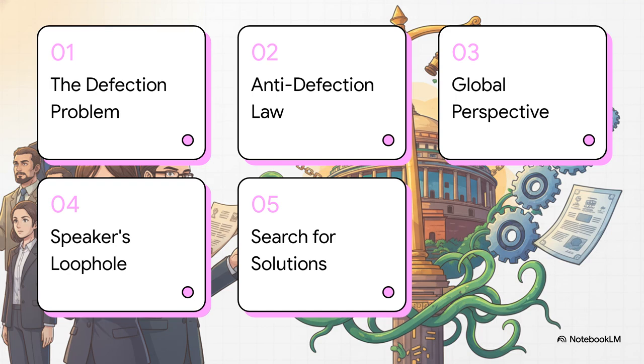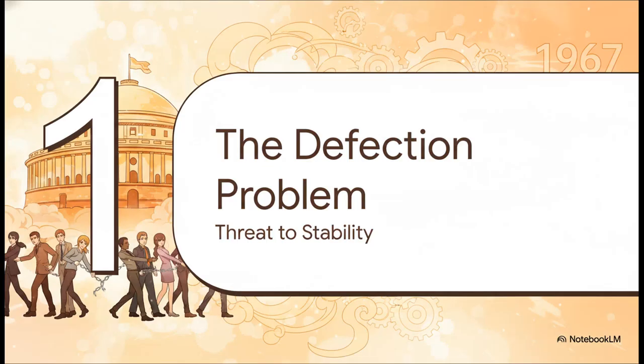First, we'll look at the defection problem itself, then how the anti-defection law tried to fix it. After that, we'll get a global perspective, unpack the infamous speaker's loophole, and finally, look at the search for actual solutions. Starting with part 1, the defection problem and why it's such a massive threat to democratic stability.